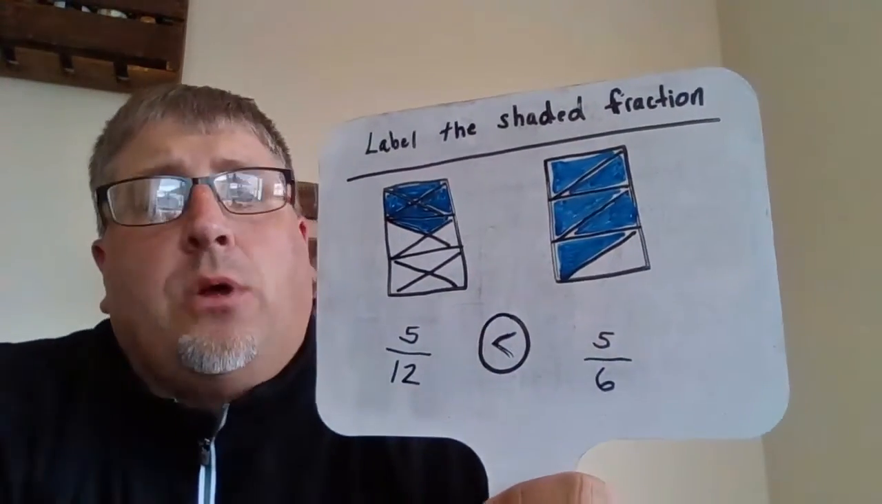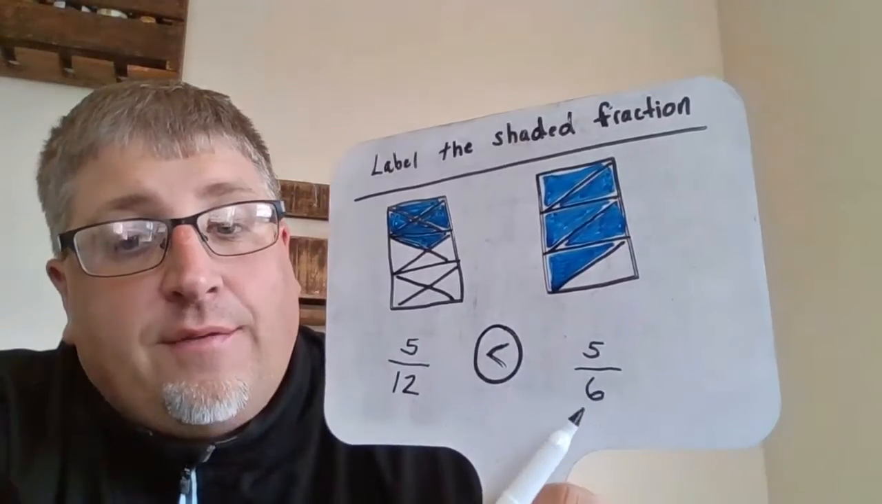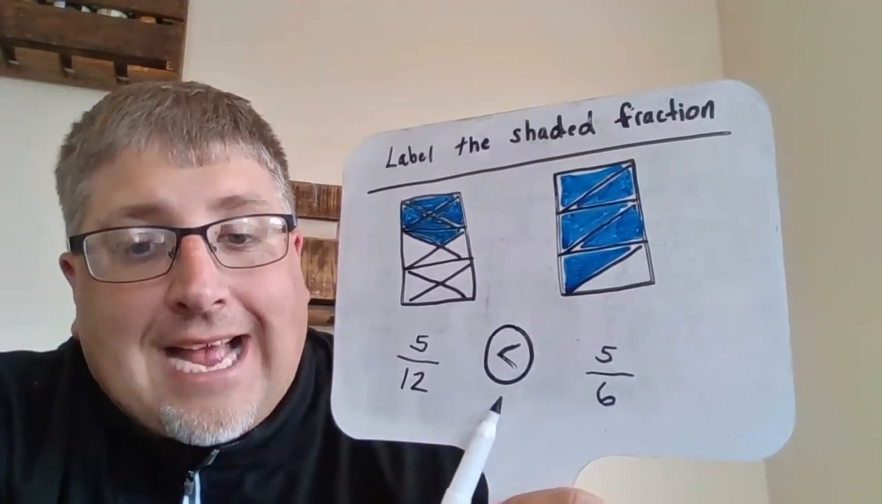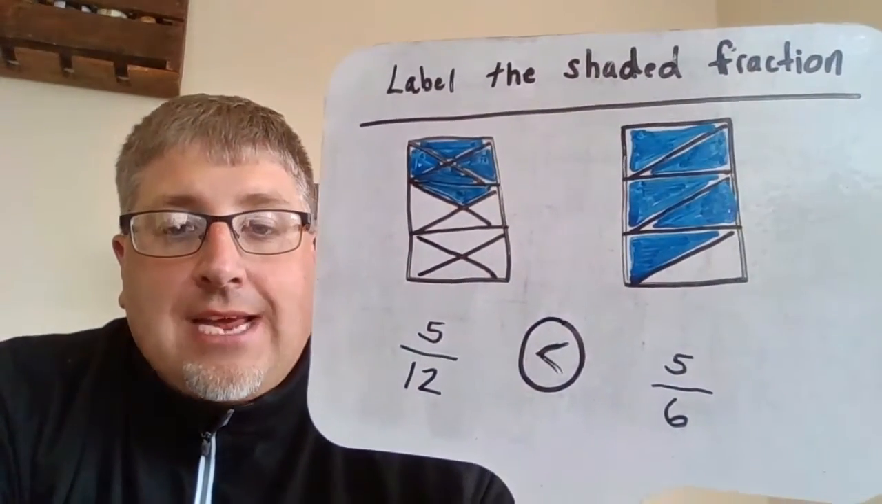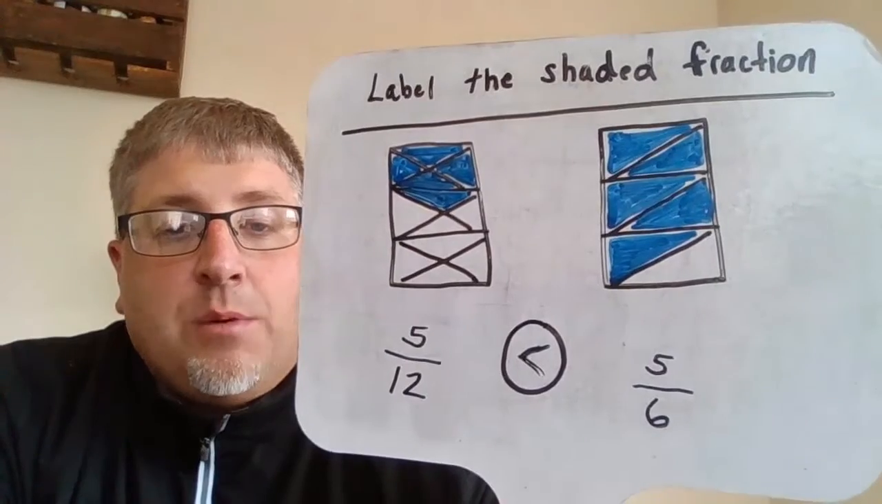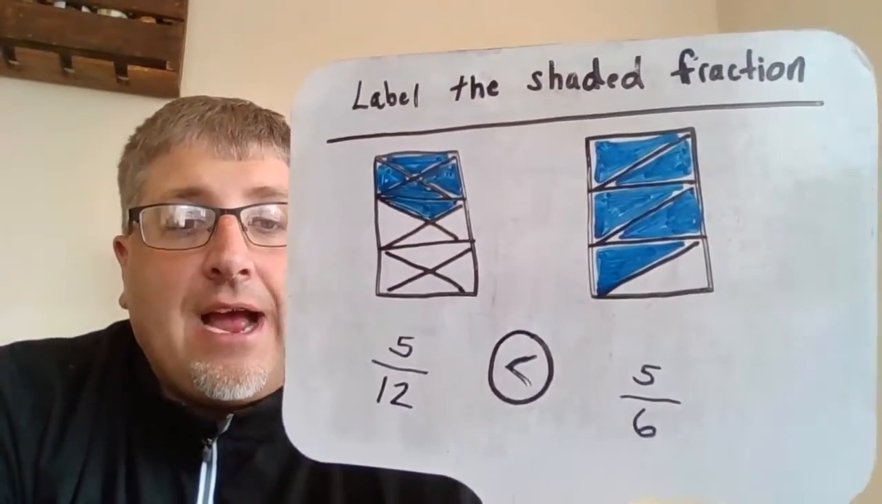So let's read that though. Let's read it. So 5/12 is less than 5/6. That's how we would read it. 5/12 is less than 5/6. And that is just taking what we're given. We're given that fraction, we're counting up the pieces, we're doing the math and figuring out that 5/12 is less than 5/6. All right?